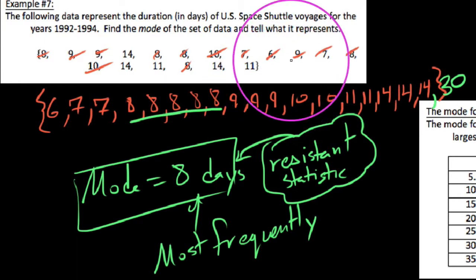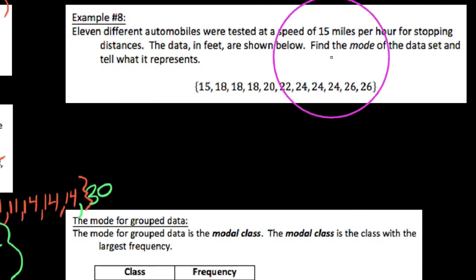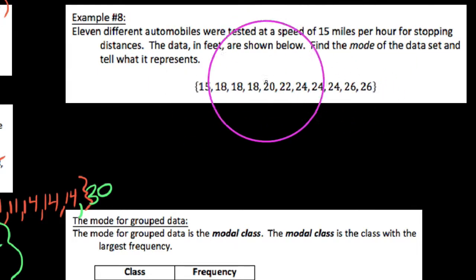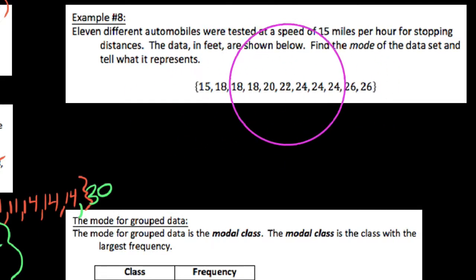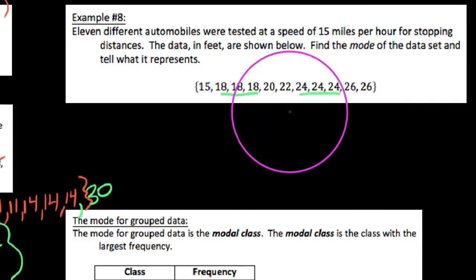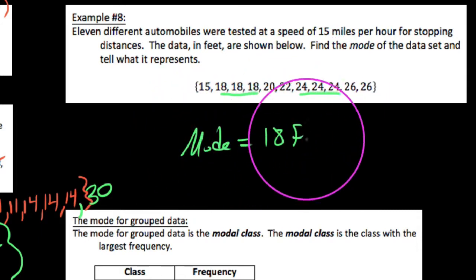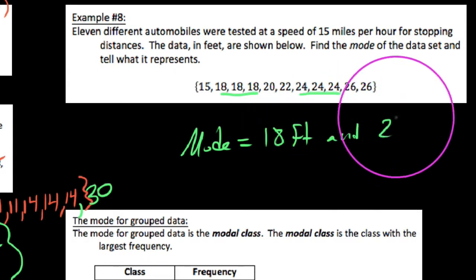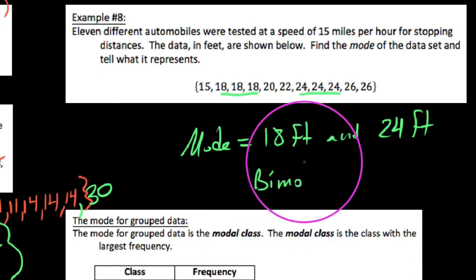What would it look like if we had something that's bimodal? Let's take a look at example number 8. Eleven different automobiles are tested at a speed of 15 miles per hour for stopping distances. Find the mode of the data set and tell what it represents. The nice thing about this data set is it's already an array, already in order. I just want to point out that we have three 18s and three 24s. So the mode is equal to 18 feet and 24 feet. We refer to this as bimodal.